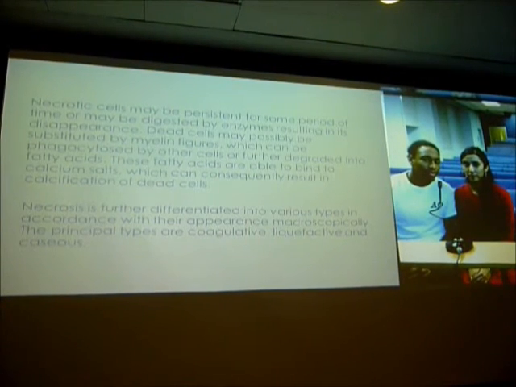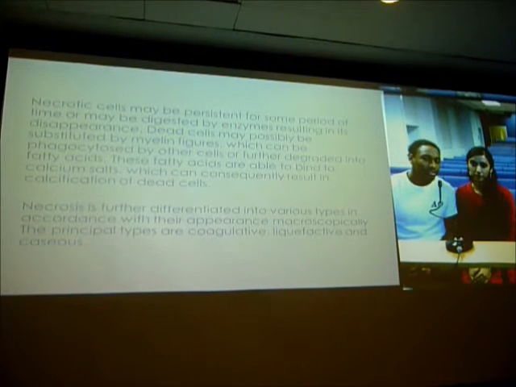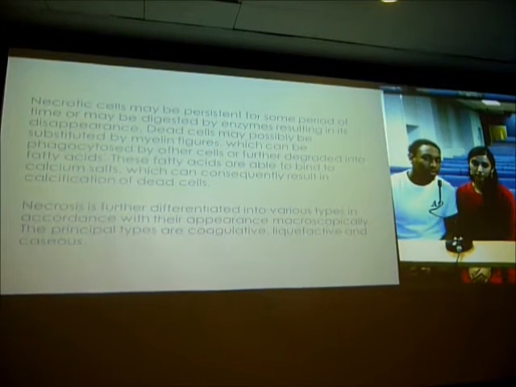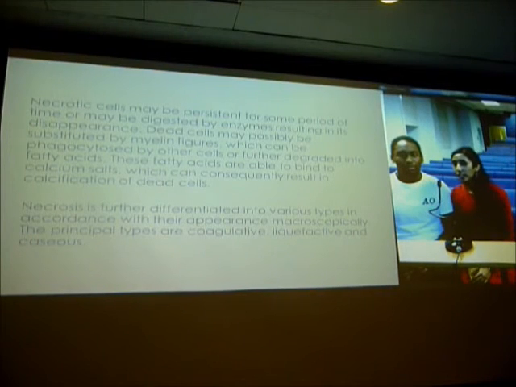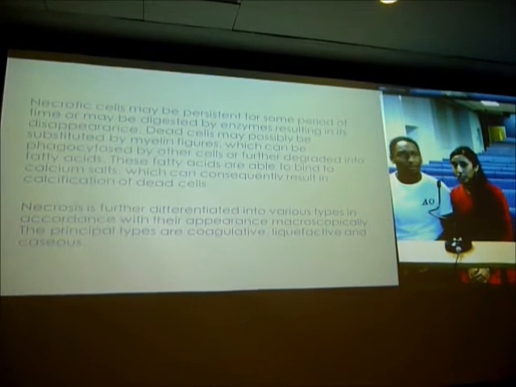Dead cells can be substituted by myelin figures. They can also be further degraded into fatty acids or phagocytized by other cells. These fatty acids bind to calcium salts, resulting in the calcification of dead cells.